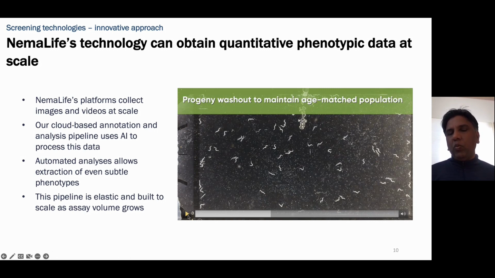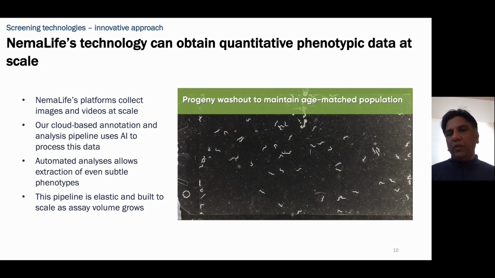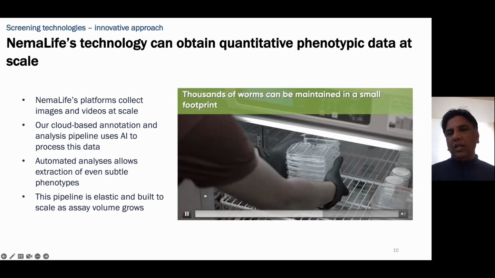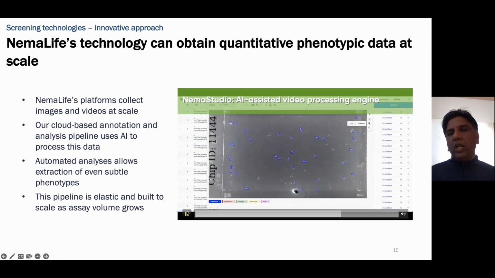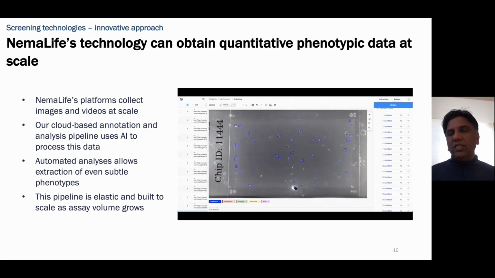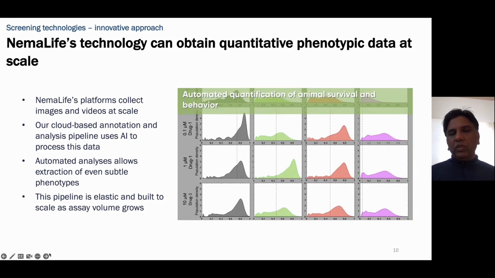And by just doing a simple wash from the left, you will see that the fluid is able to remove all the progeny, but the adults are practically staying in the field of view. This is really the core piece of the technology that automates the animal husbandry. And these videos are now uploaded on the cloud, and the AI is auto segmenting worms and scoring all the phenotypes. So this is essentially the pipeline which we use for high throughput in vivo screening.